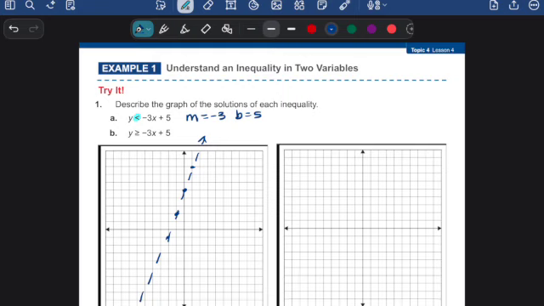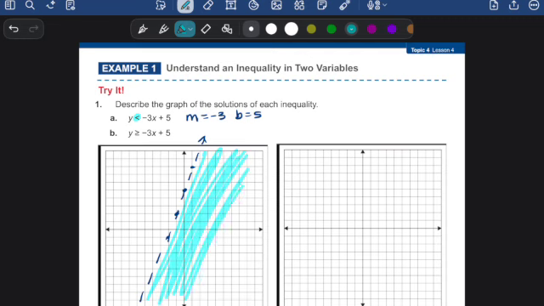Okay, now we need to figure out which area do we shade? Where are the other solutions? Since it's an inequality, we have to show, is it above or below the line? This is less than, so I'm thinking less than is below. Let's shade below, and let's double check by picking a point.